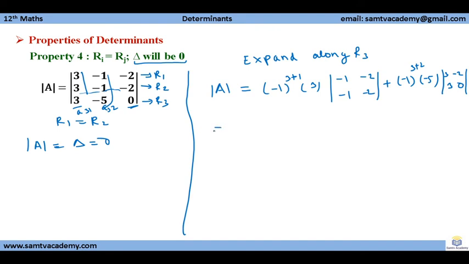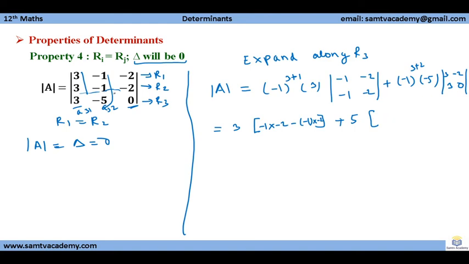So this will give no sign change, so it will be 3 only. We will solve this: minus 1 into minus 2, minus of minus 1 into minus 2. Similarly, this 2 plus 3 will give minus sign, minus minus, this is going to be plus, so this is plus 5. So we will expand it along, once again, have I taken it correct or not, 3.